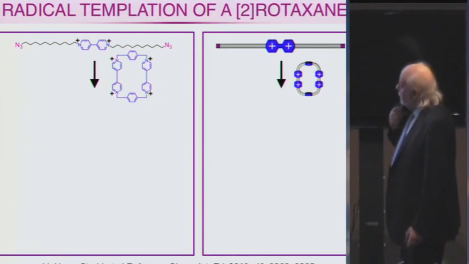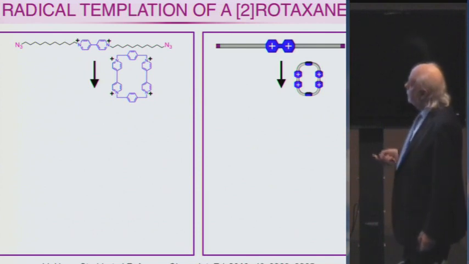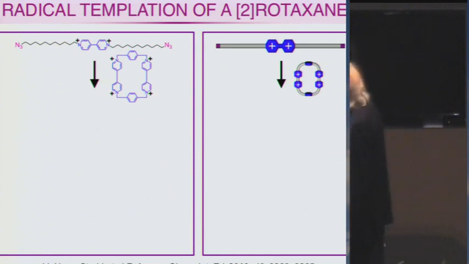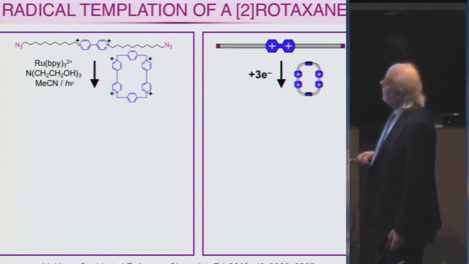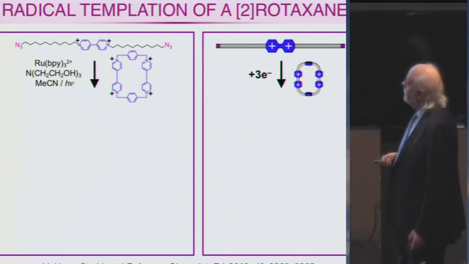So we use this chemistry quite quickly to get involved in a new way of making mechanically interlocked molecules. So here's an example, courtesy of Hao Li, a Chinese graduate student, who took the components that you see here and used the system that has been much used in the past in Bologna with Vincenzo, the photosensitizer here, the ruthenium bipyridine, in the presence of a sacrificial electron donor, and light.